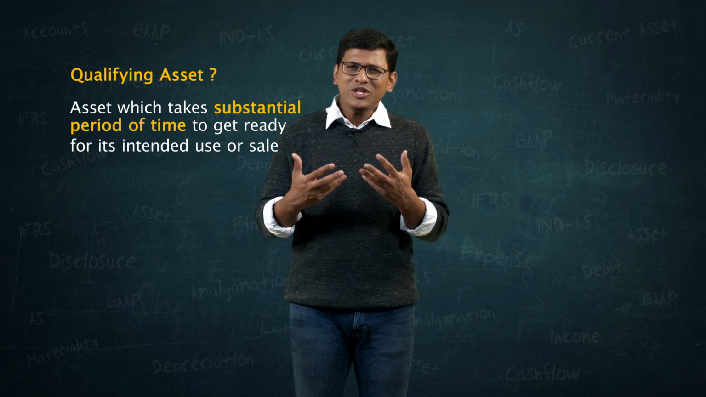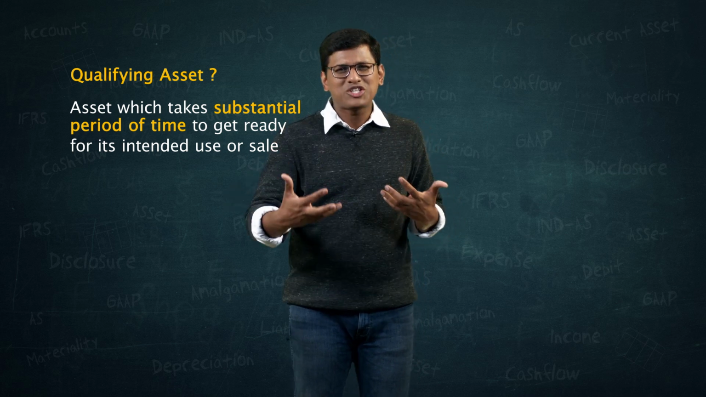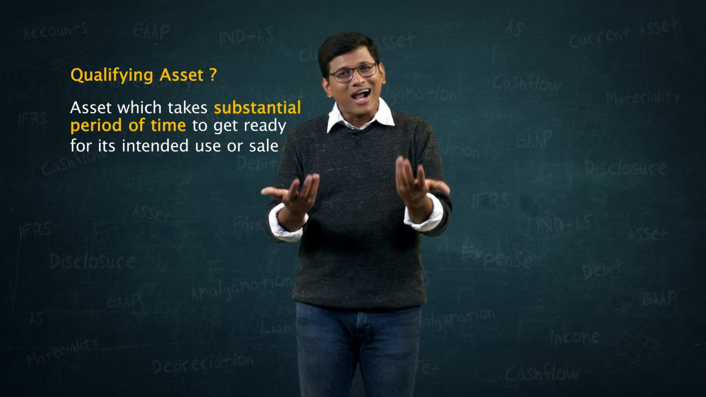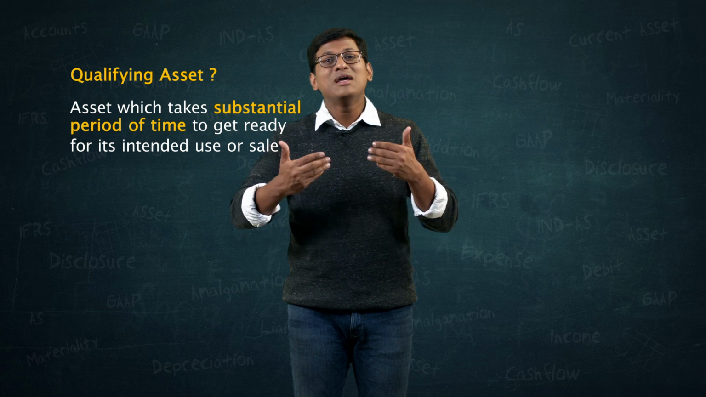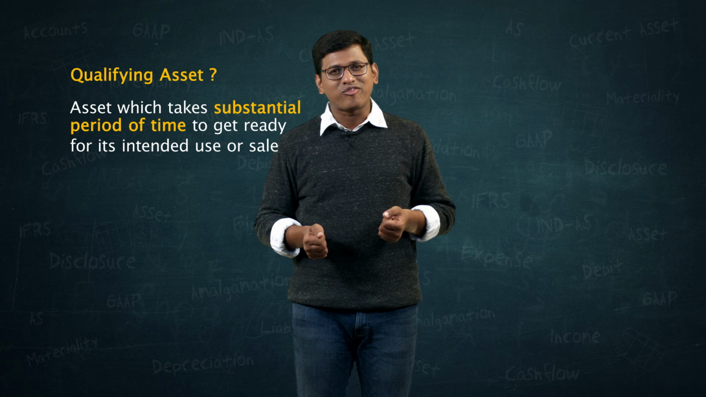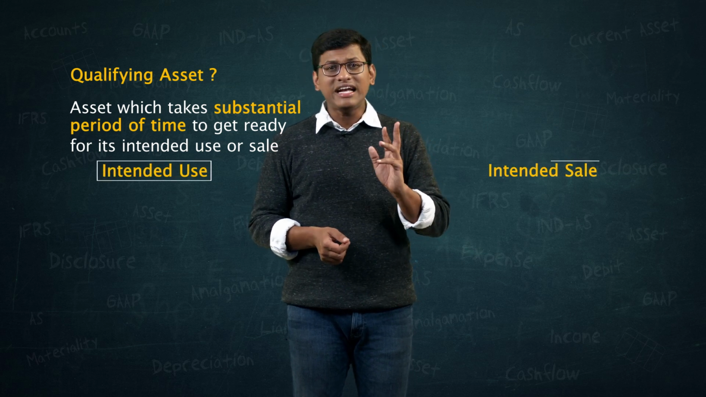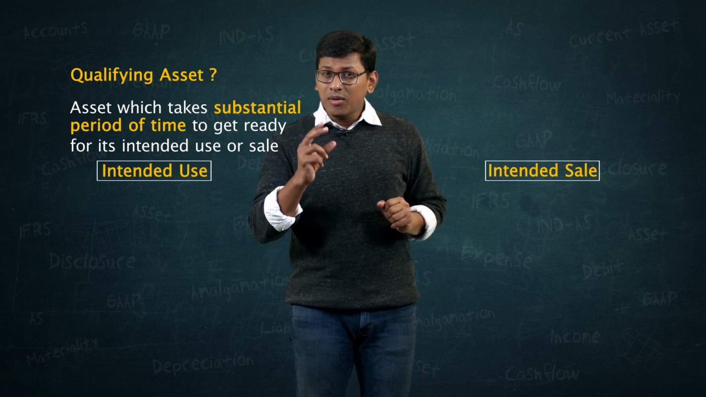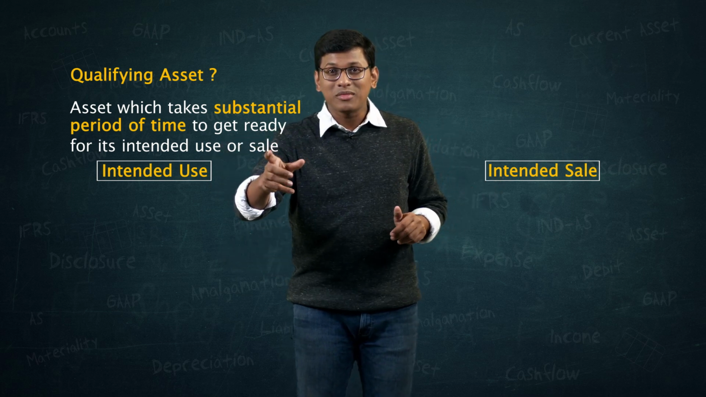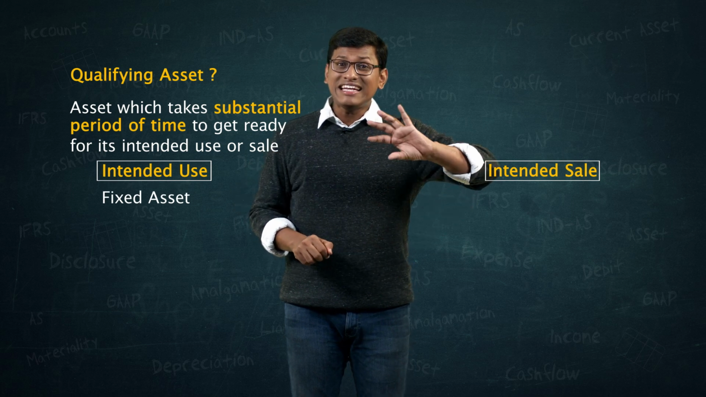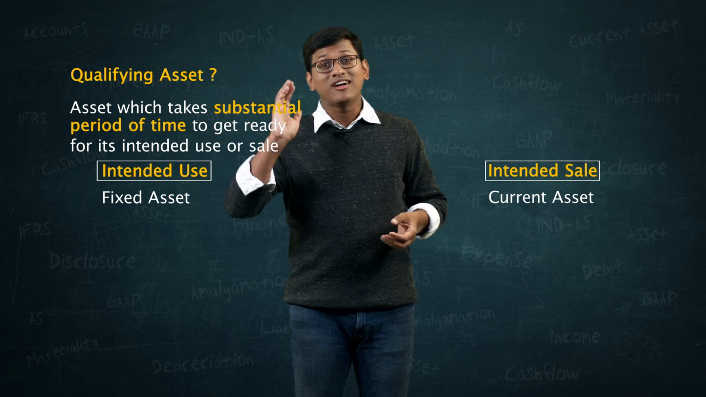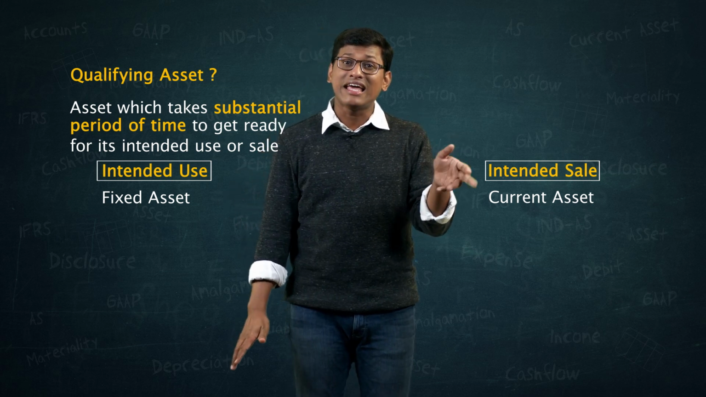So, you actually don't have any more expenditure or time that has to be incurred to get it ready to run on the roads. So, a car cannot be called a qualifying asset because it does not take a substantial period of time to get ready for its intended use or intended sale. Listen carefully. I am using the phrases intended use or intended sale. Intended use means fixed asset. Intended sale means current asset, inventory.